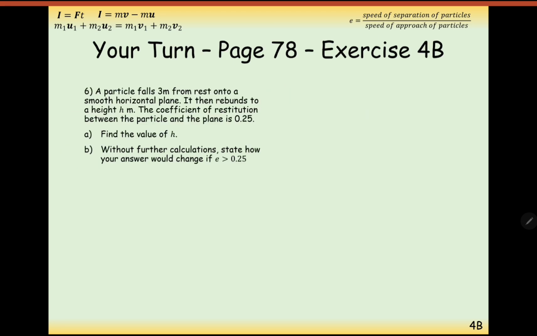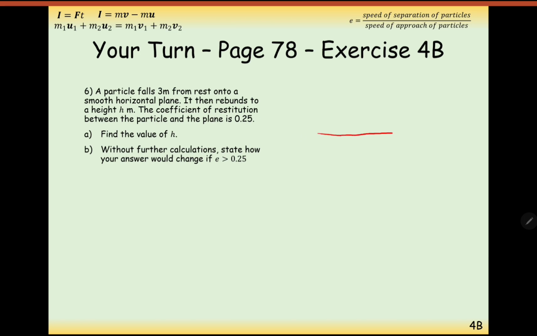Alright, so that's really all there is to it. So your turn to have a go at one up on the screen. I've picked question 6 out of exercise 4B for you to have a go at. Pause video now and give question 6 a go. The particle falls 3 meters from rest onto a smooth horizontal plane. It then rebounds to a height of h. The coefficient of restitution of the particle in the plane is 0.25. Find the value of h.